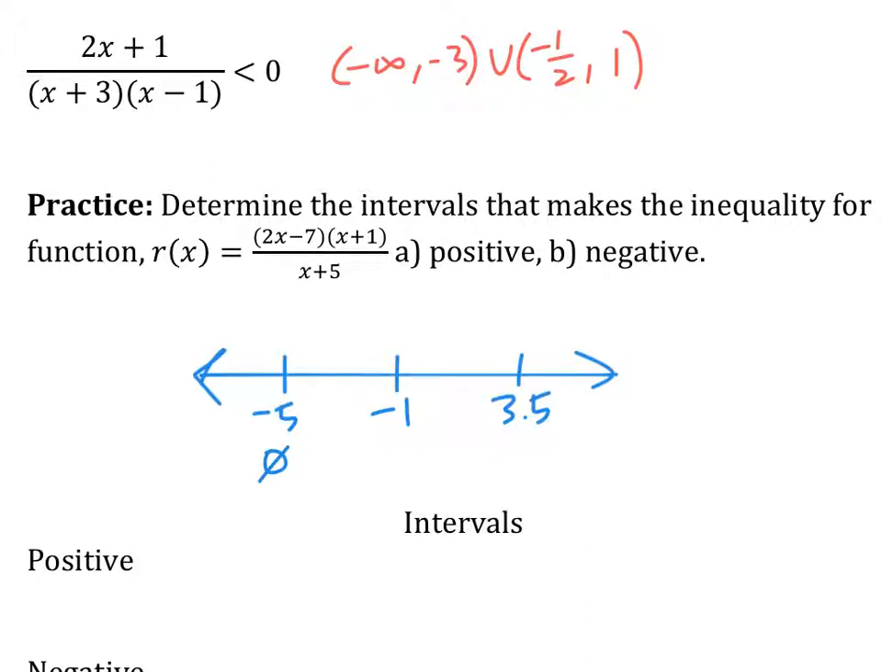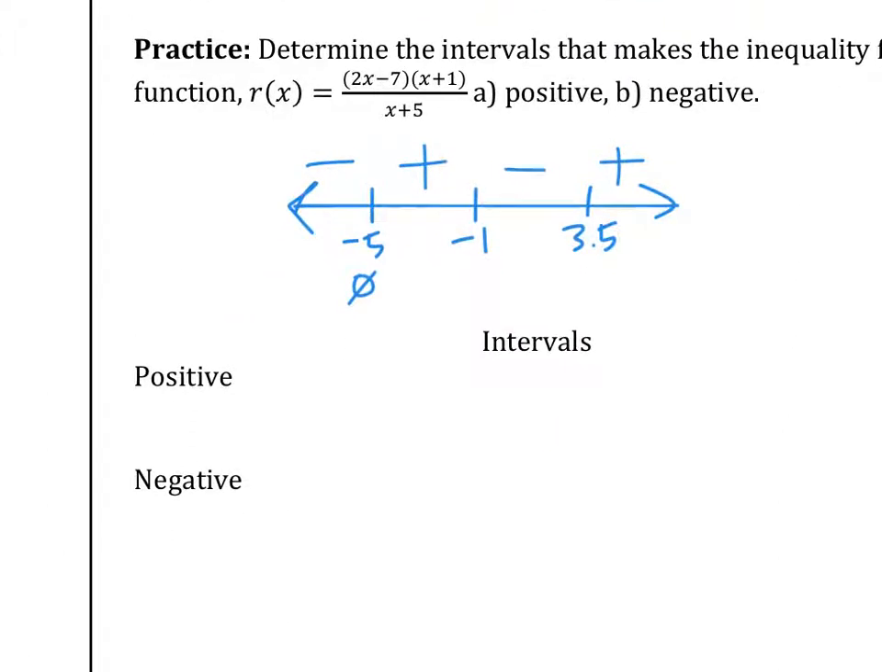Let's see, Aaron, do you have the signs? The signs? Oh, yes, for negative 5? Or just read it across. I'll read it across. Negative, positive, negative, positive. Okay.